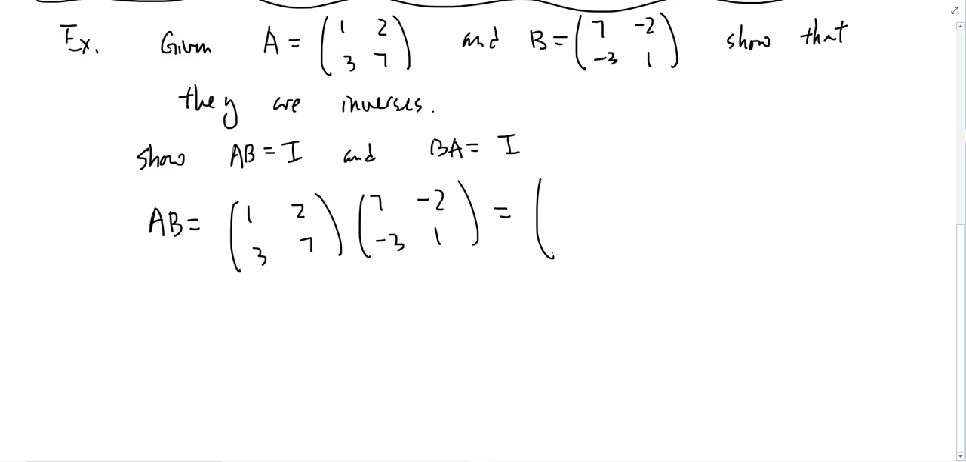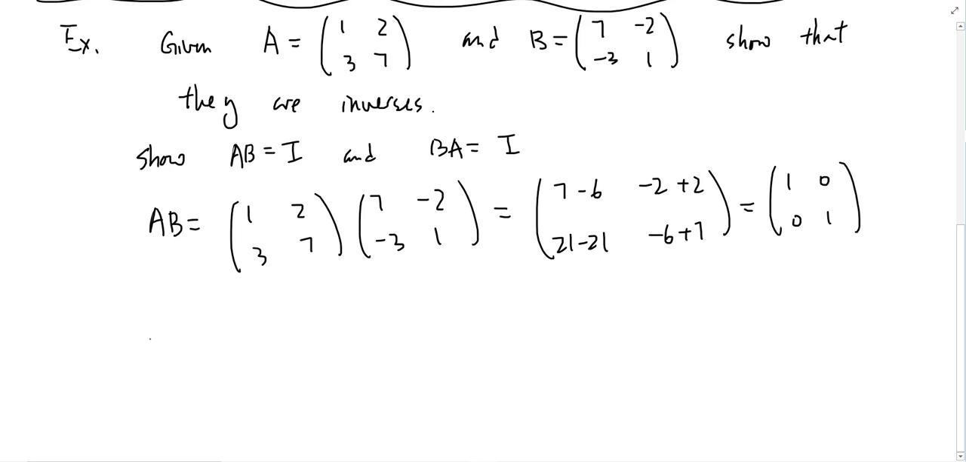So if I do this correctly, that will be 7 minus 6 on this one, and this will be negative 2 plus 2 on this one, 21 minus 21 on this one, and then negative 6 plus 7 on this one. That comes out to be 1, 0, 0, 1.